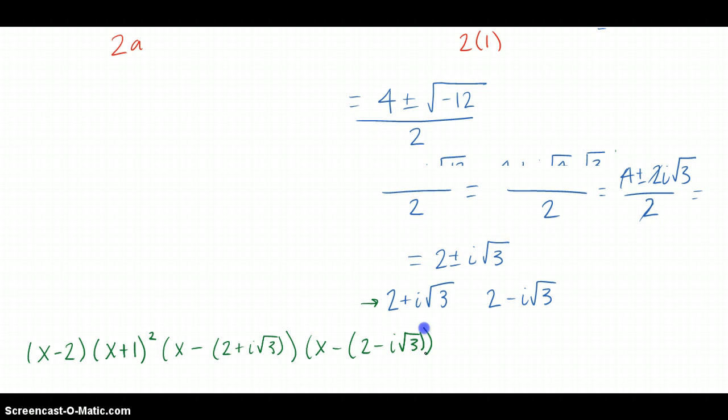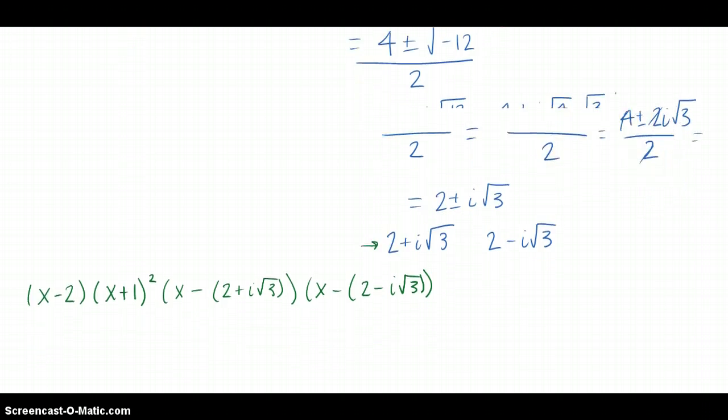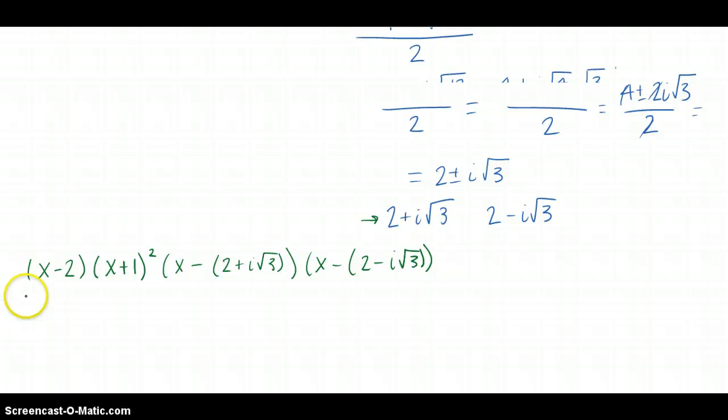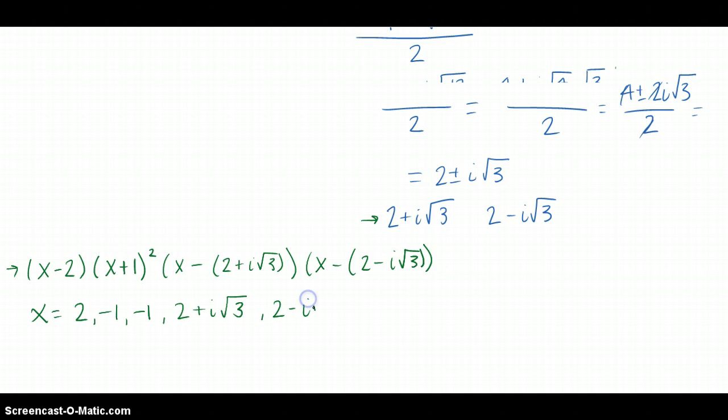I know it looks funny, because they're complex numbers, but this is your polynomial completely factored. And we know from this that our zeros are 2, negative 1, negative 1 again, 2 plus i square root of 3, and 2 minus i square root of 3. You have just found all the zeros of this polynomial. Congratulations!